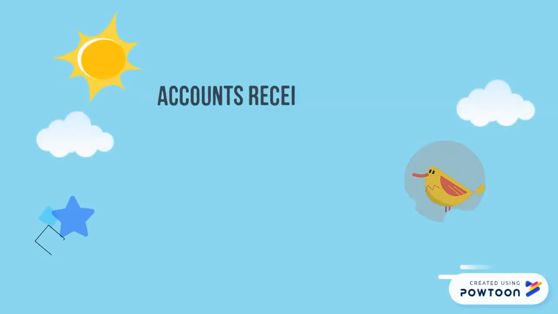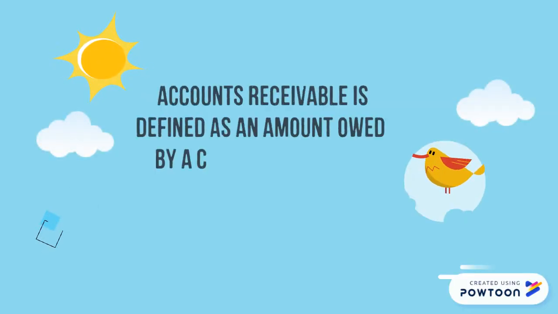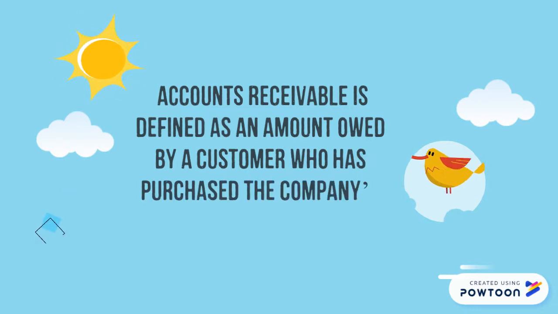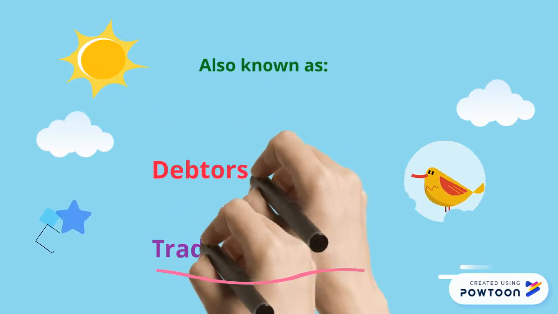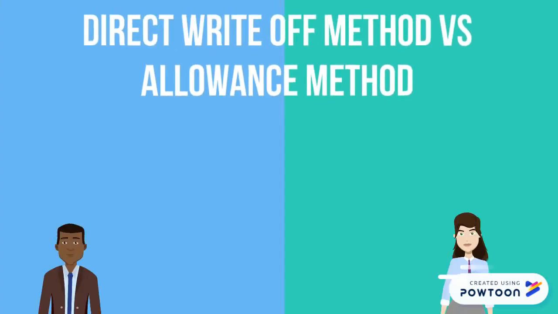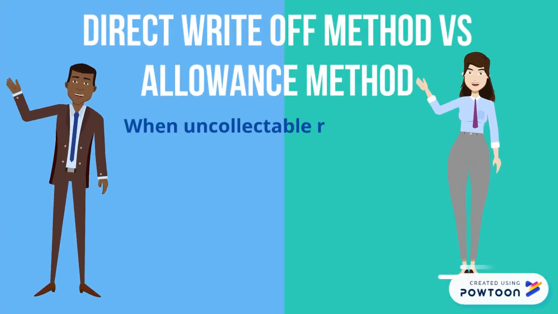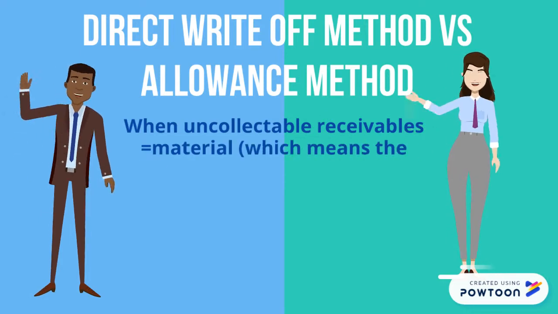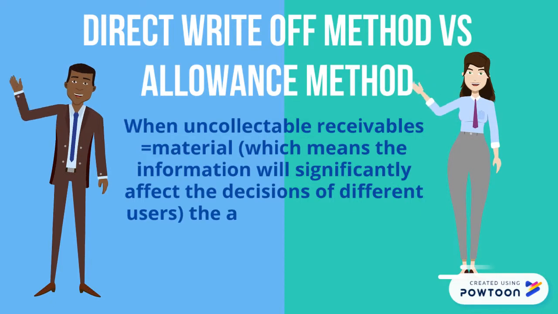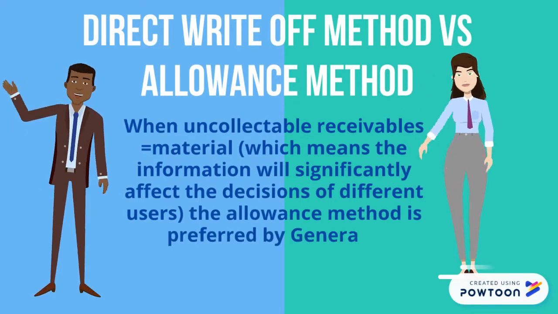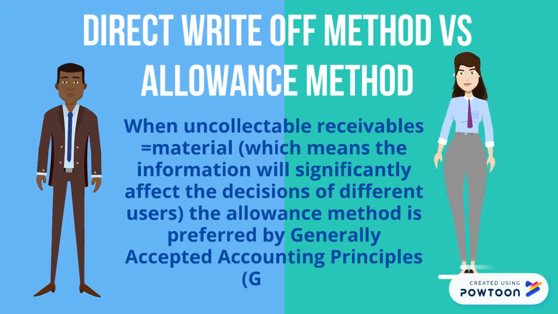An accounts receivable is defined as an amount owed by a customer who has purchased the company's product or service, and are sometimes referred to as debtors or trade receivables. If the value of uncollectible receivables is regarded as material, which means the information will significantly affect the decisions of different users, the allowance method is preferred, which results in better matching.